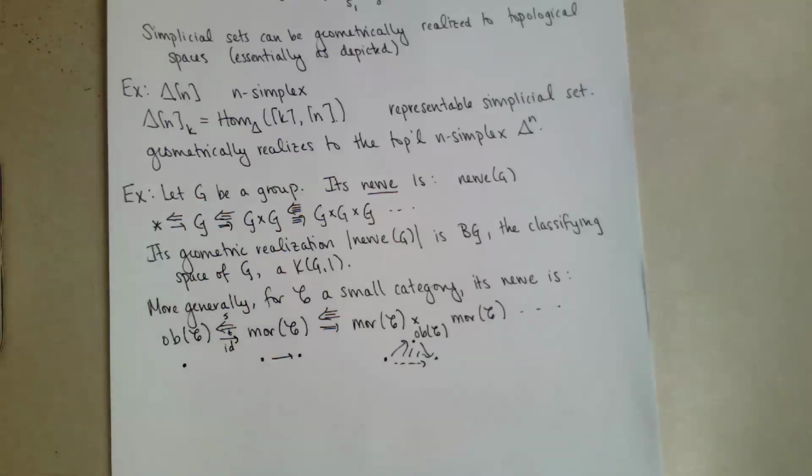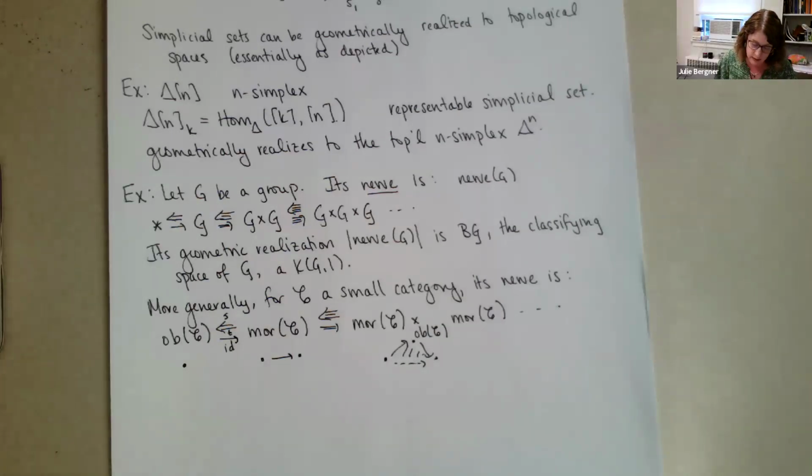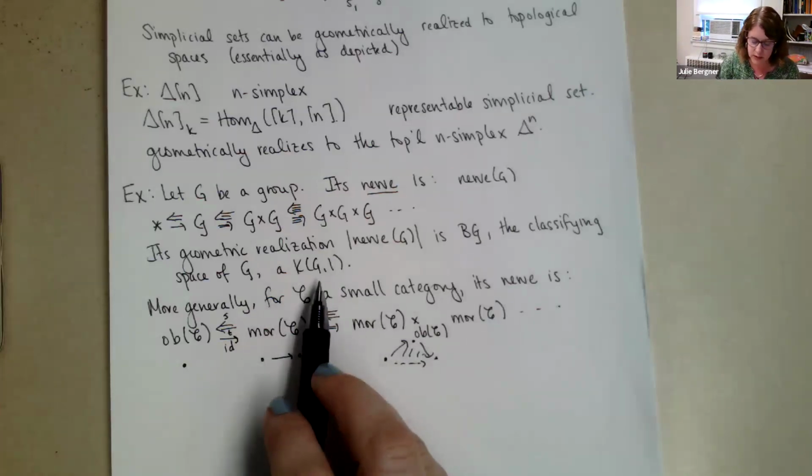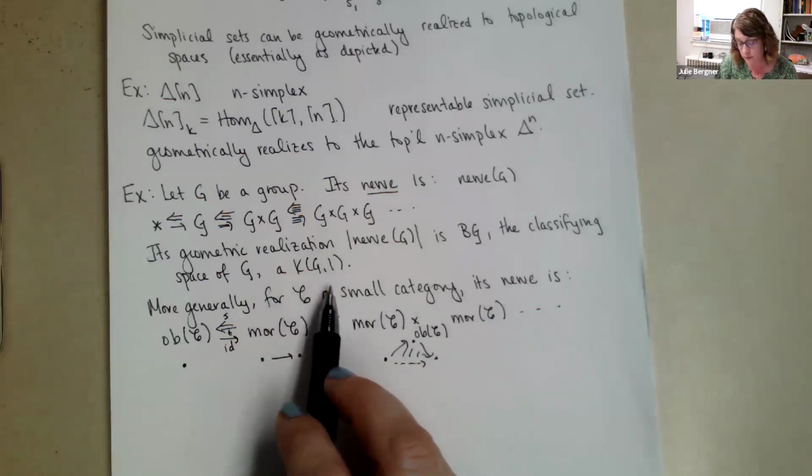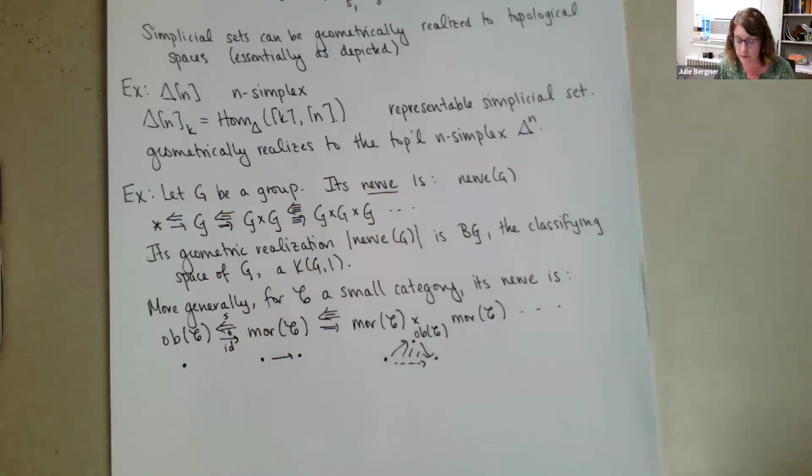I was just wondering what the K(G,1) was. Oh, it's a space whose fundamental group is G and all its other homotopy groups are trivial. It's not important, particularly for the talk. If people have seen that, then good; if it's not familiar, it's okay. Okay, thank you.